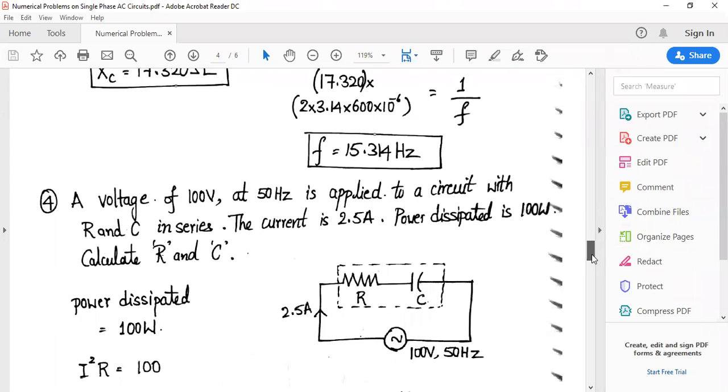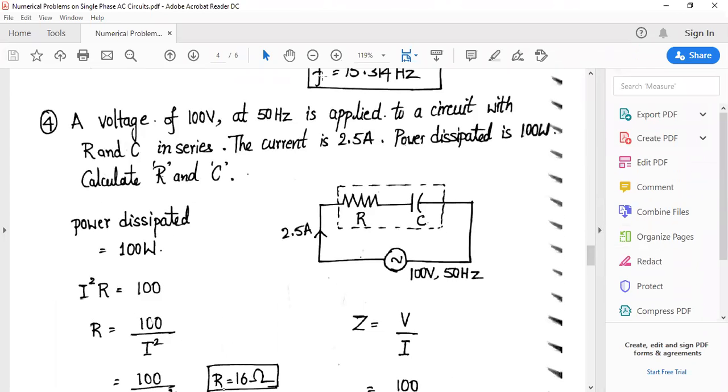So now moving on to the fourth problem, I have a voltage of 100 volt which is applied at 50 hertz, and it is applied to a circuit where you're having R and C in series, and the current is 2.5 amperes. The power dissipated is 100 watt. Calculate the values of R and C.